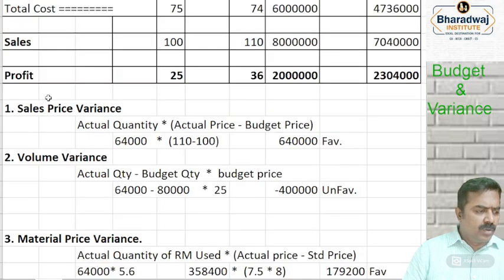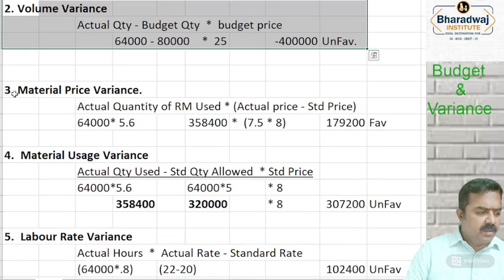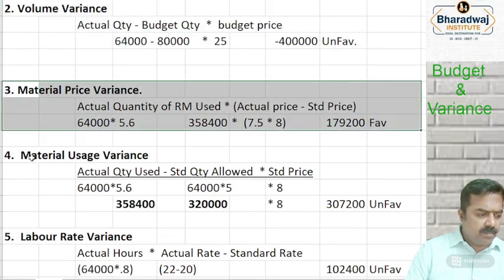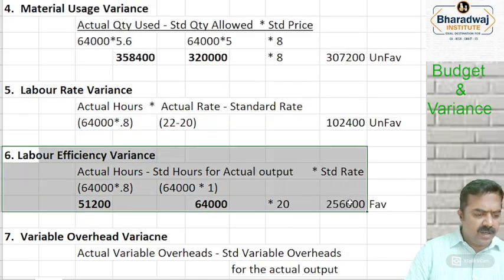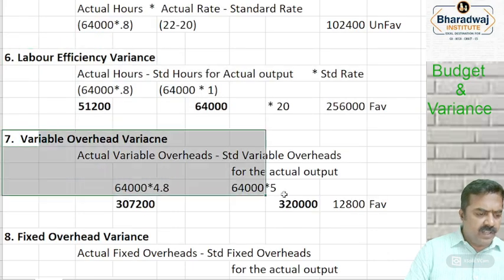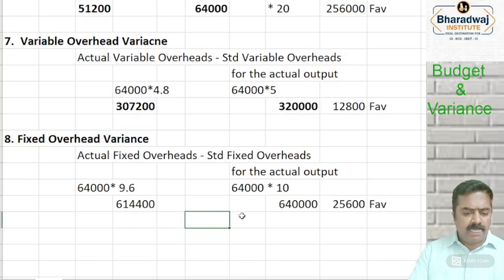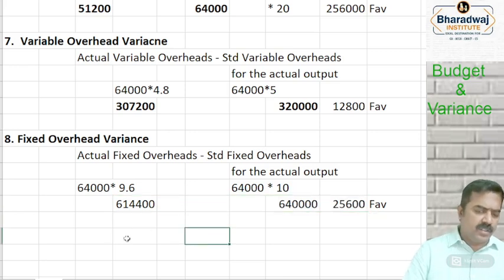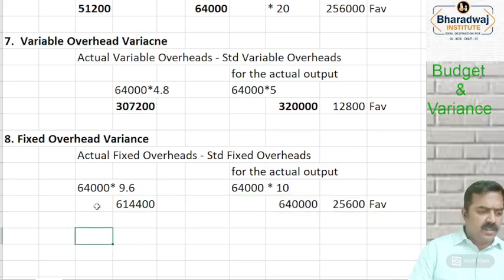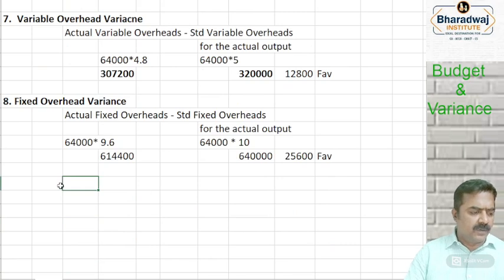Okay, we worked out sales price variance, sales volume variance, material price variance, material usage variance, labor rate variance, labor efficiency variance, variable overhead variance, and which one? Fixed overhead variance as we worked out. Now we'll go for reconciliation. What do you mean by reconciliation? Simple. Budget profit after adjusting variances should come to actual profit.